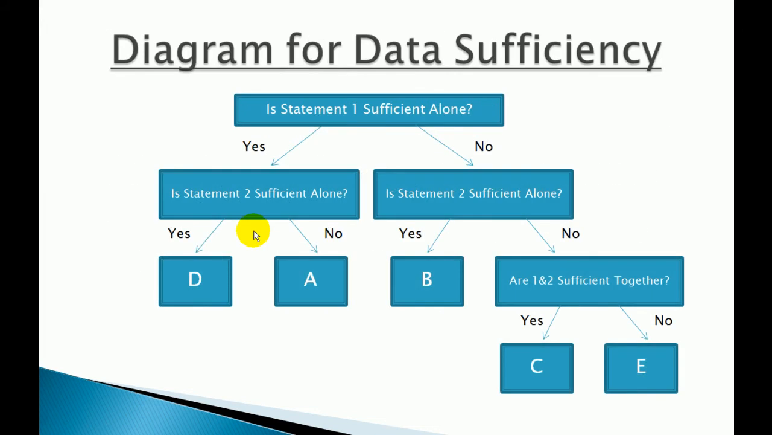Now just to reiterate the problem we just did while using the flowchart, we began by asking, is statement 1 sufficient alone? And we answered yes. And so therefore we know the answer at that point was A or D. We then asked, is statement 2 sufficient alone? And we answered no. And so the correct answer choice was A. And as you do more example problems, using this flowchart will become second nature to you.